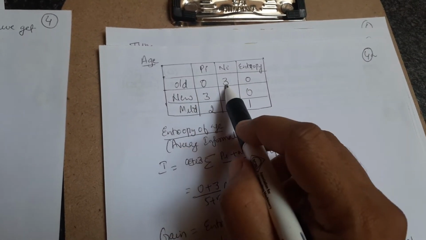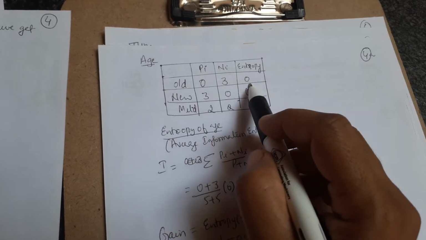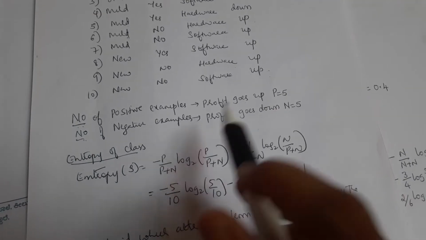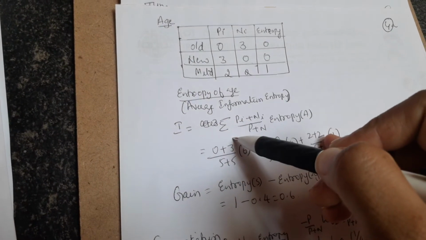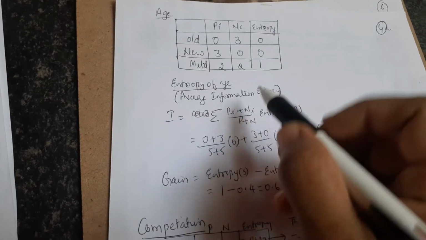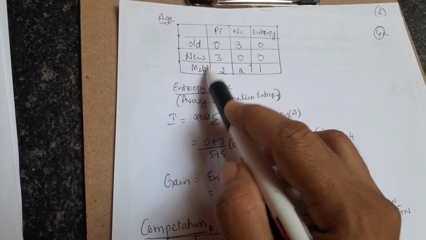Here there are no positive examples and 3 negative examples, so directly you can take entropy as 0. Otherwise you have to use the formula to calculate. Next, average information entropy. This is the formula. How to elaborate it? For the positive and negative examples, the entropy is calculated for each of the classification types.